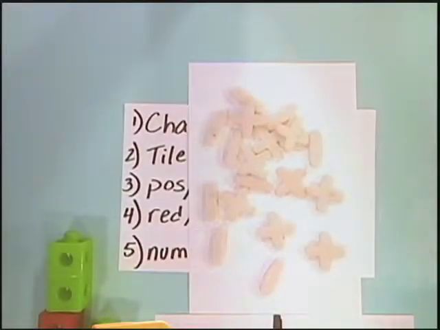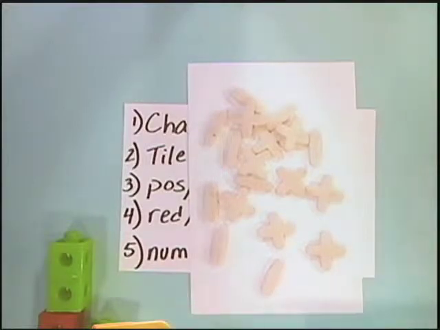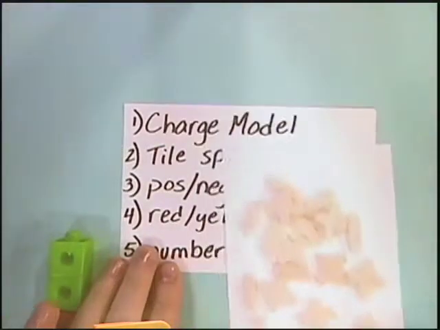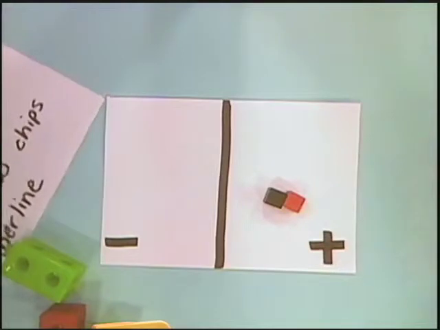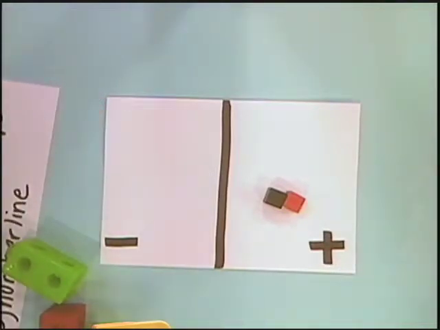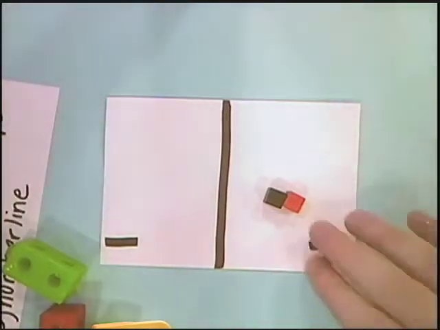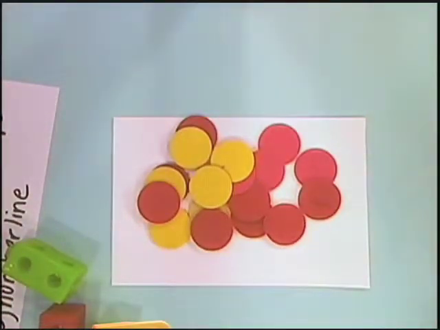From there, I move over to the tile spacers. These manipulatives make it very easy for students to see both positive and negative because they're very concrete. From there, I move back to the positive and negative mat. Same concept, except this time it's got a separate side of the mat that the chips need to stay on. Next, I move into the red and yellow pieces. This is very similar to the charge model and the tile spacers, and it gives students the opportunity to reapply the knowledge they learned in the first 2.